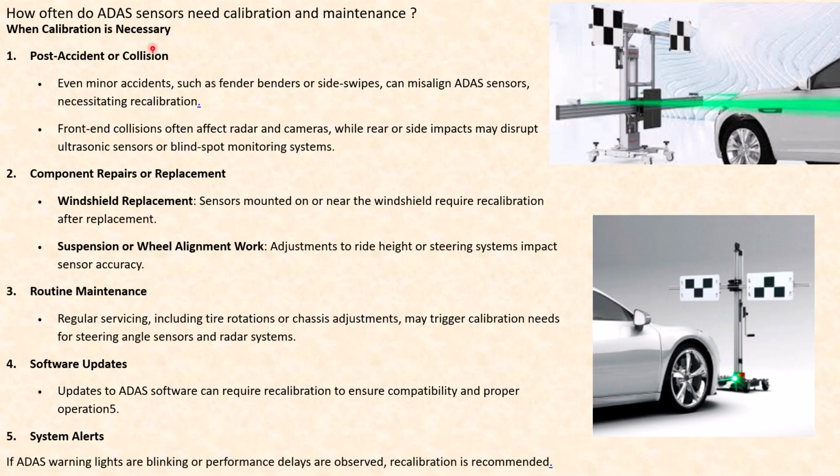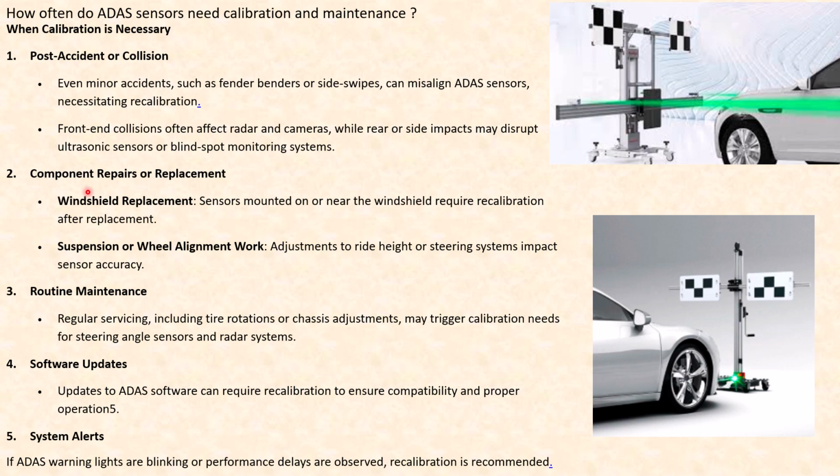First, when is calibration required? Post accident or collision. Even minor accidents such as fender benders or side swipes can misalign ADAS sensors, necessitating calibration. Front-end collisions often affect radar and cameras, while rear or side impacts may disrupt ultrasonic sensors or blind spot monitoring. So even if it is a small accident, not totally vehicle-damaging, like a bent bumper or fender, it can create the necessity to recalibrate the sensors placed on the bumper or the fender.